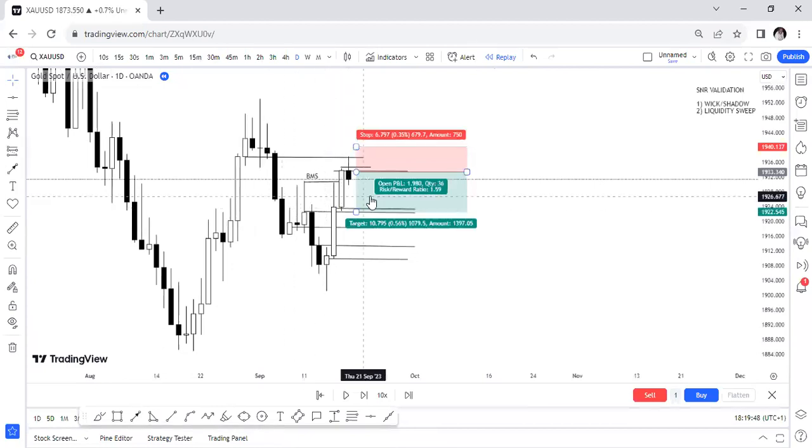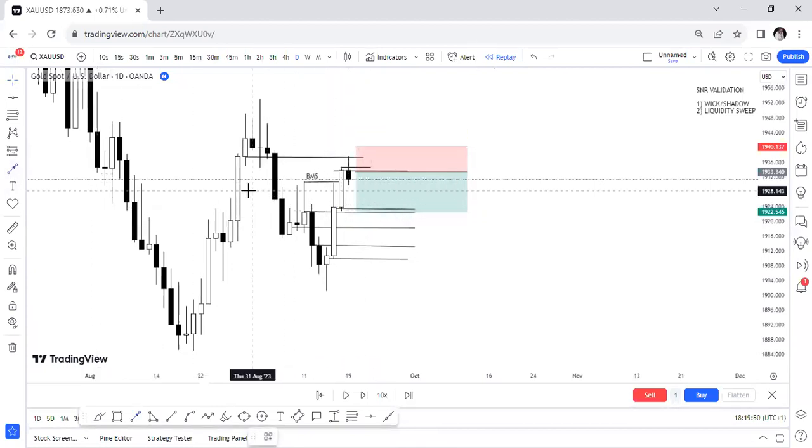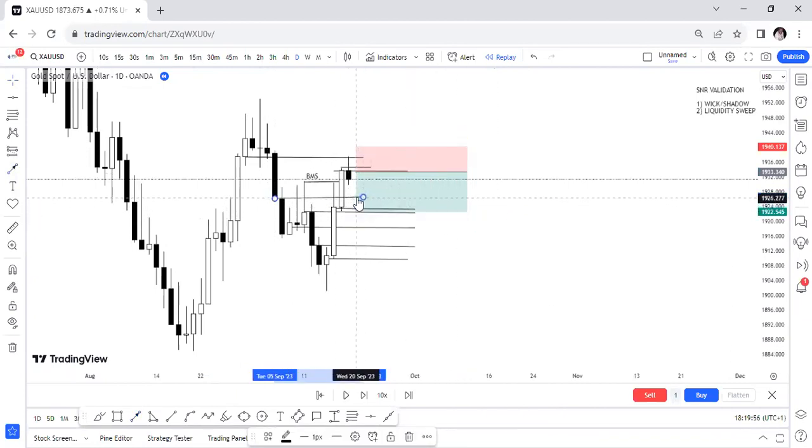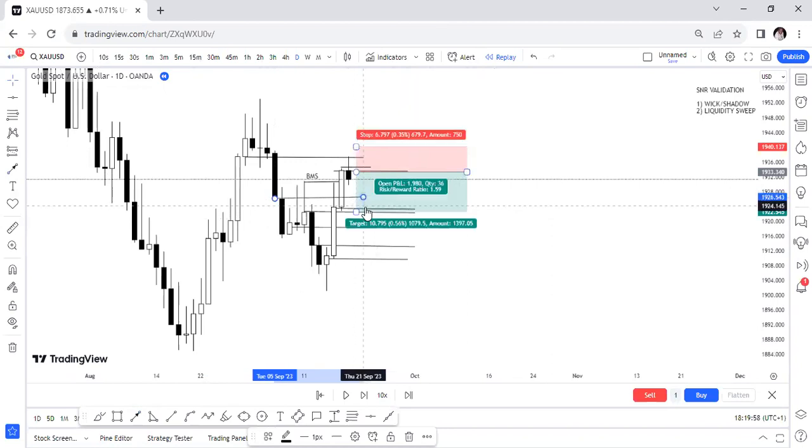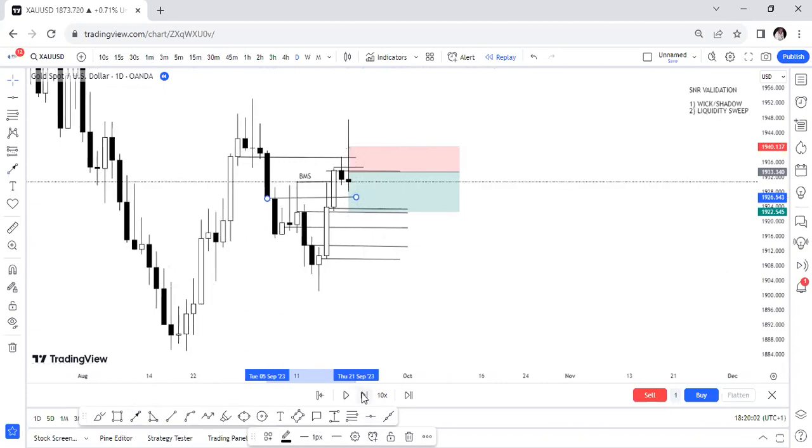So there's a lot of congestion here. Even with this place too, there's a fresh level here. See, fresh level here. So your target will be this place. You are going to scale out profit at all these levels. At all these levels, you are going to scale out profits.